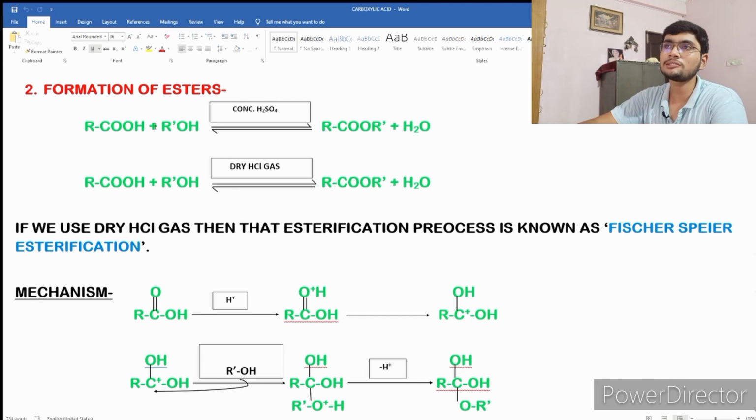Also, you see that these reactions are in equilibrium. To push the reaction forward and generate more yield, we usually take either carboxylic acid or alcohol in excess, because according to Le Chatelier's principle, if we increase the quantity of reactants, the reaction pushes forward and produces more products. That's what we want, because it is in equilibrium. So we keep either the acid or the alcohol in excess, so that we get more products, that is more esters.